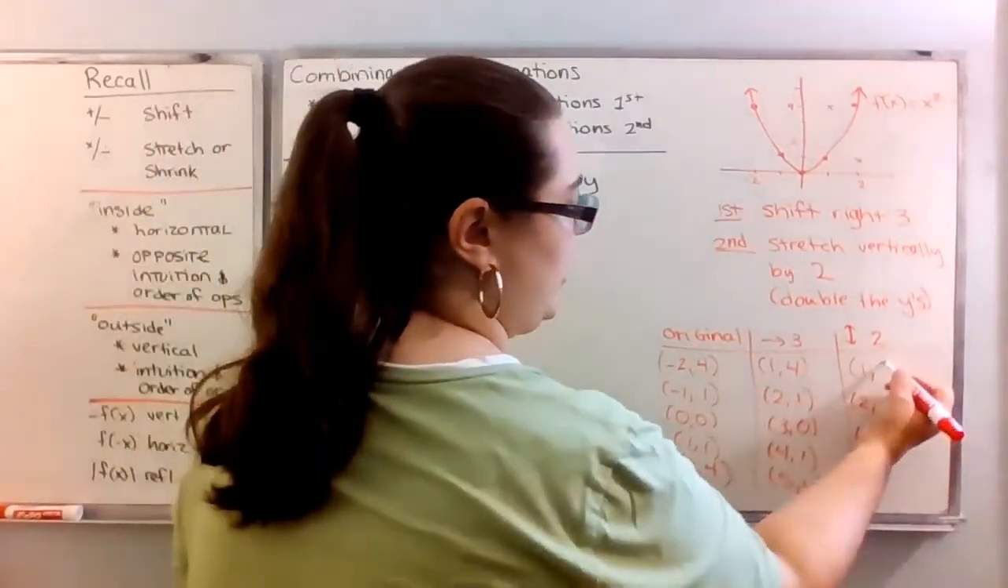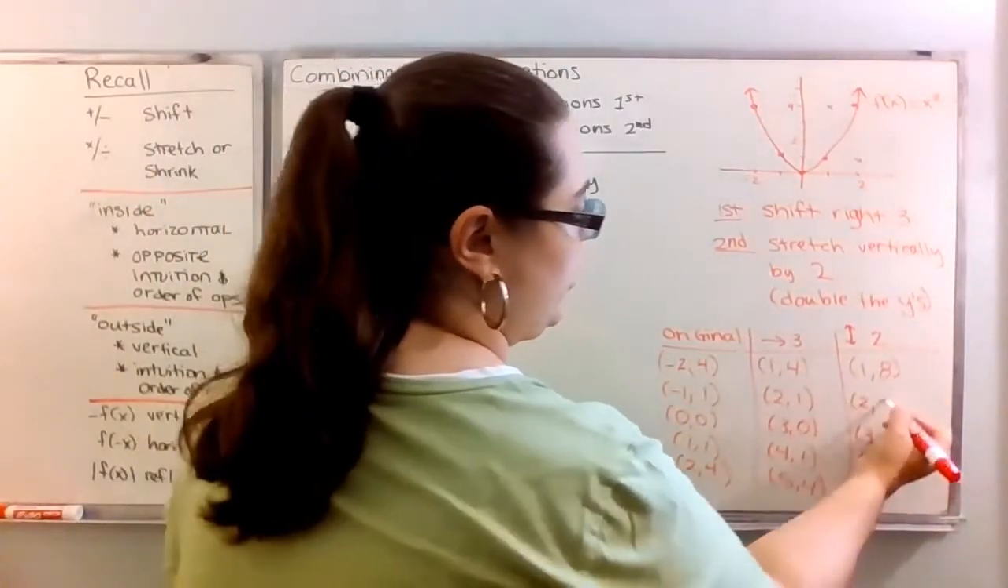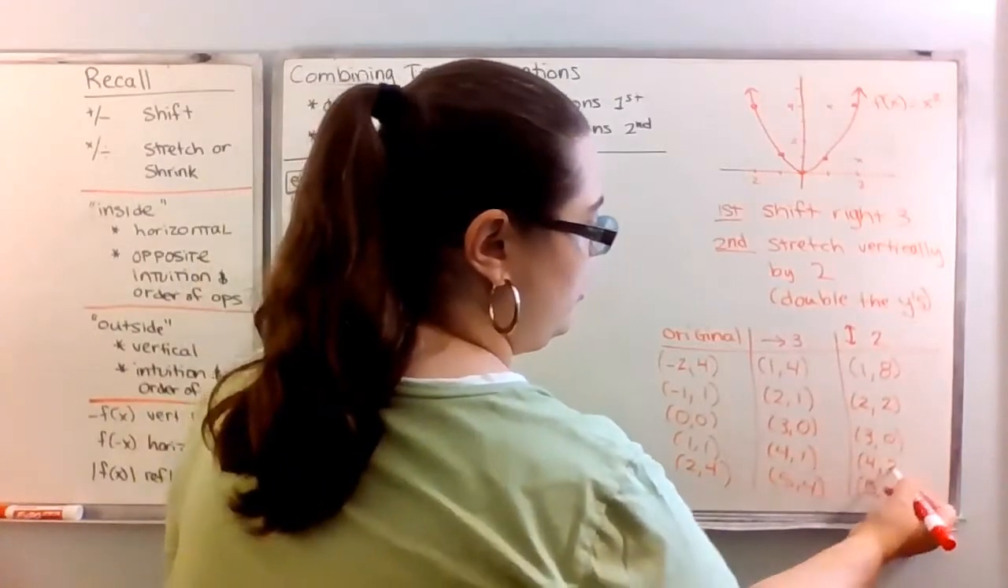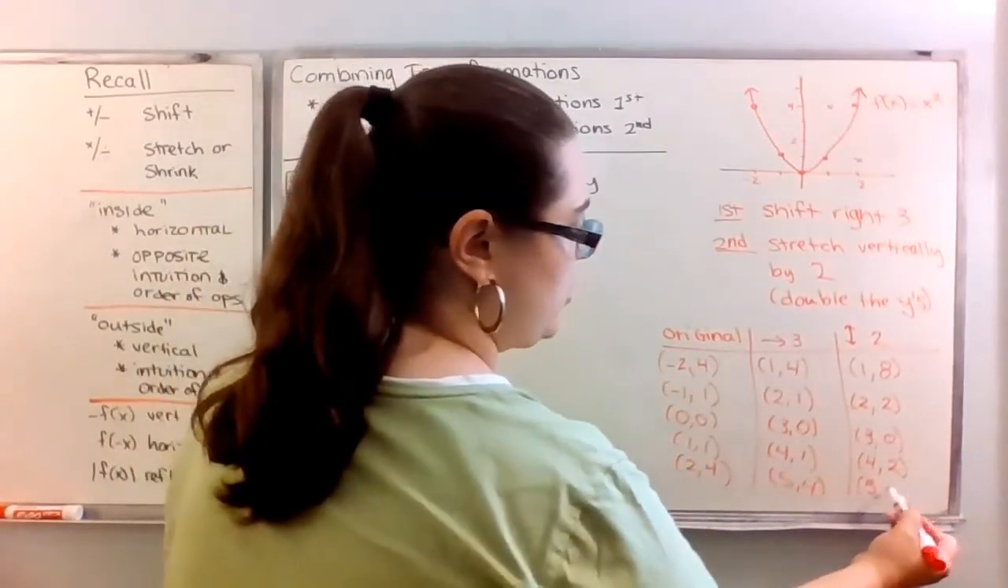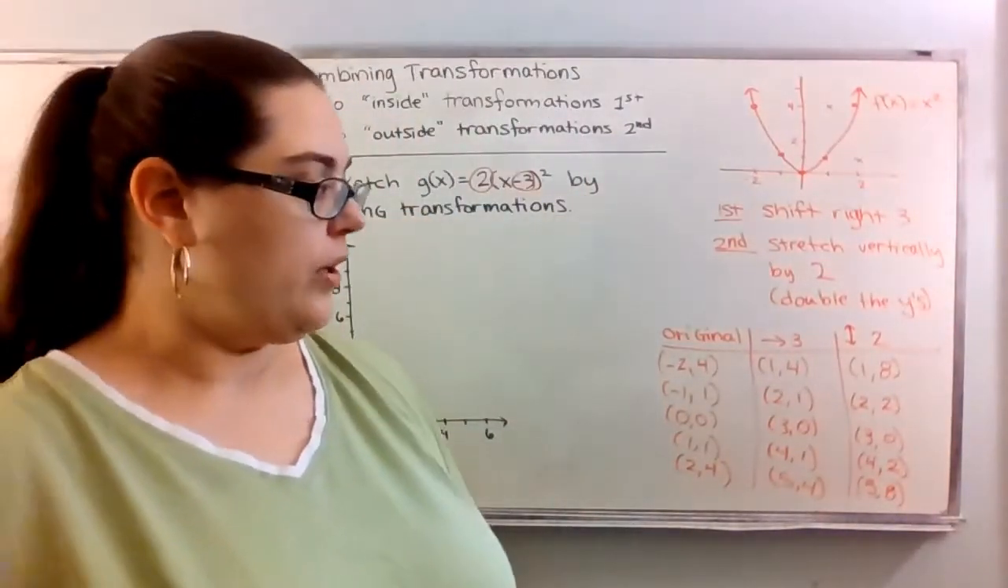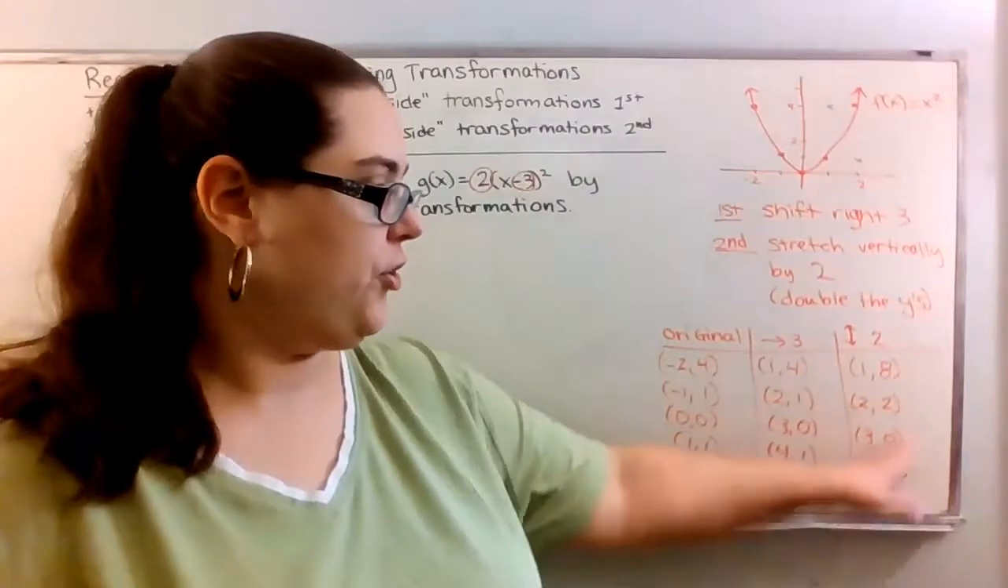So double 4 and I get 8. Double 1, I get 2. 2 times 0 is 0. 1 times 2 is 2. And 4 times 2 is 8. Whew. So there we go. These are all of our new points.